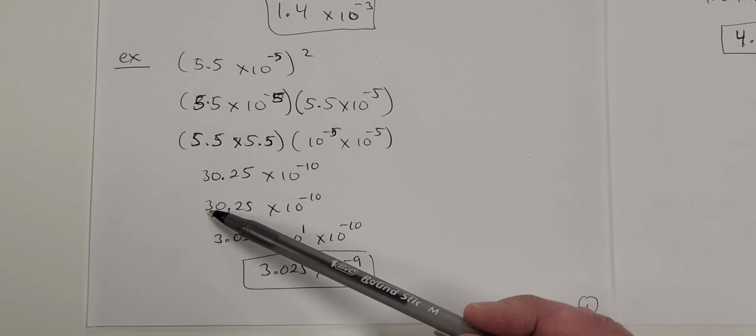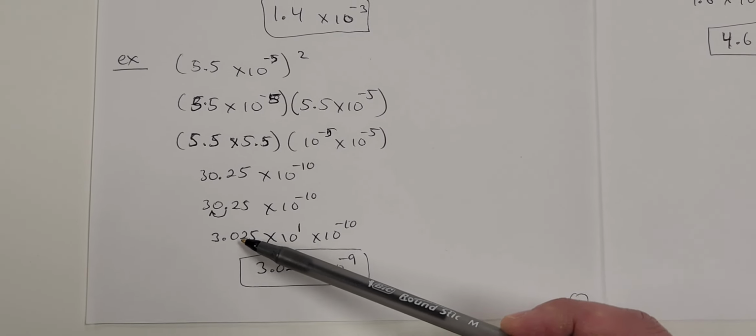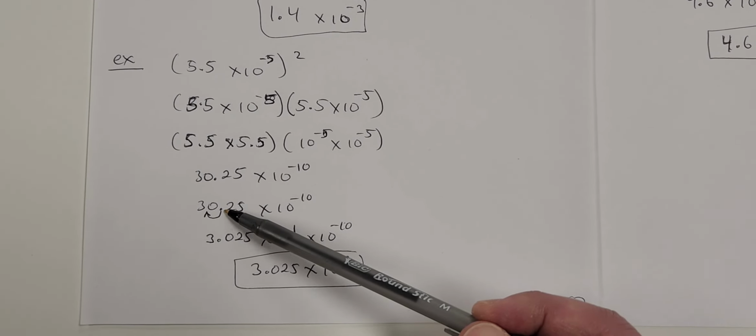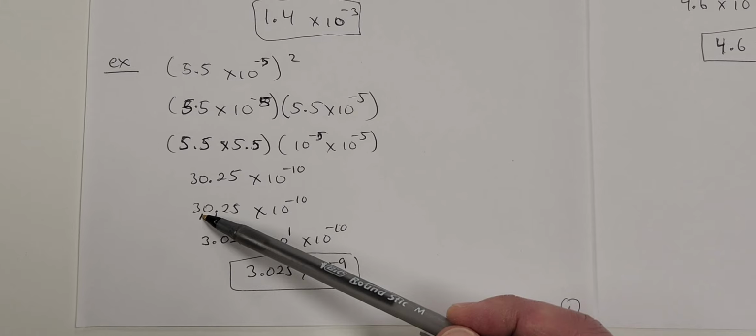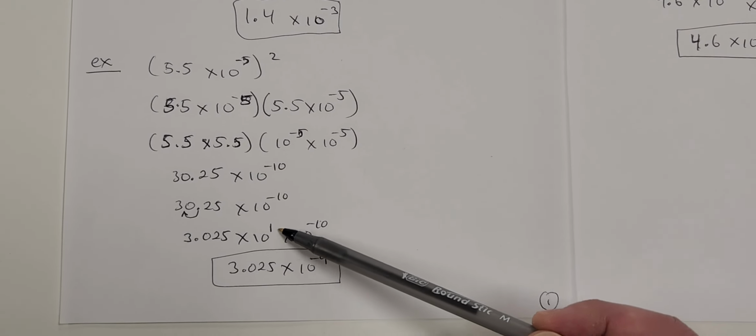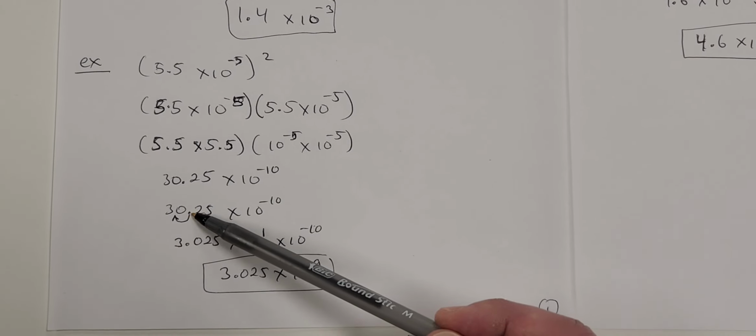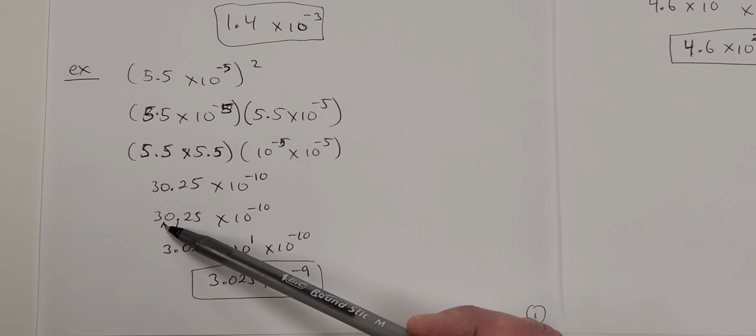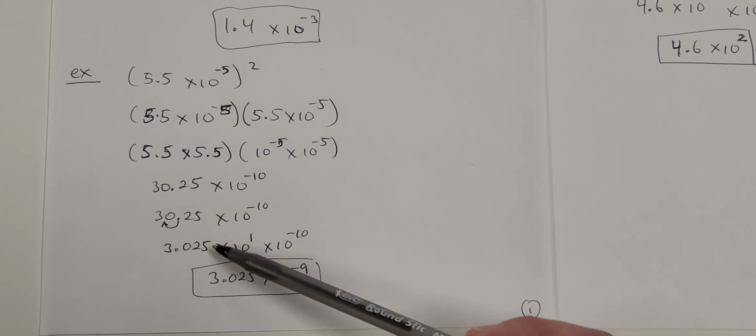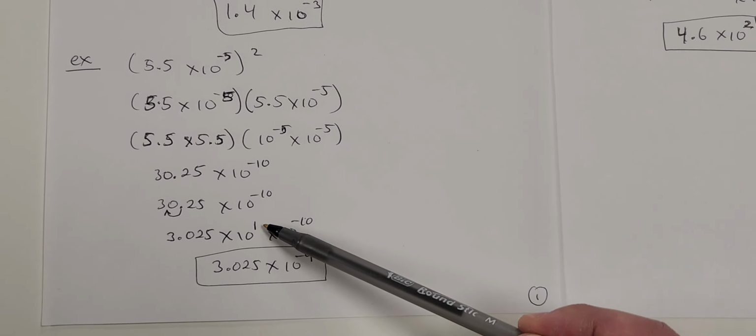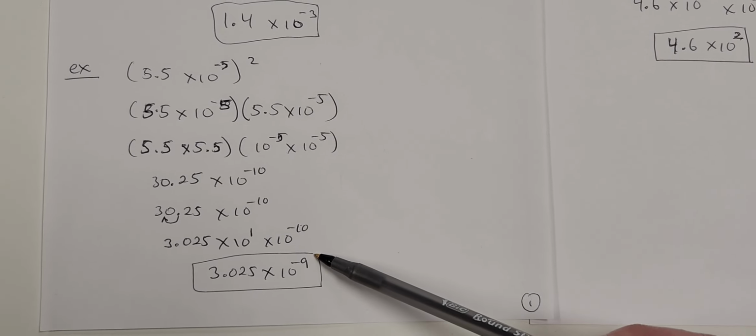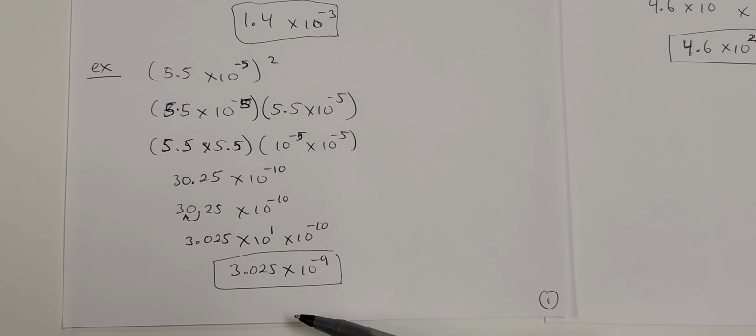So the final answer comes out to be 3.025. Since I moved the decimal 1 time, I need to include this 1 in. Again, where does this 1 come from? Because I moved this decimal 1 time. Okay, so then finally I have 3.025, and then 1 plus -10 gives me -9. So this is my final answer.